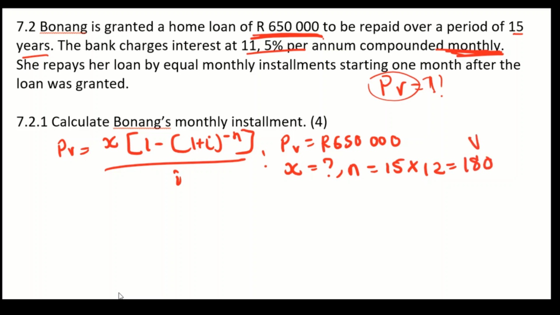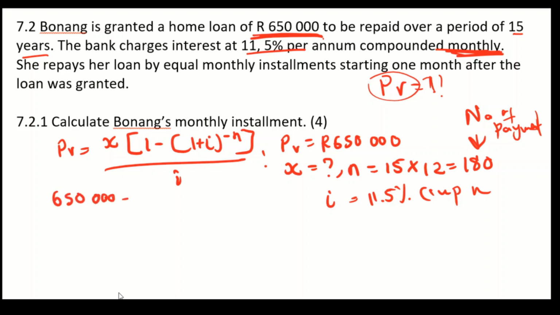So these are the number of payments, right? And then our interest rate is given as 11.5% compounded monthly. So we're going to substitute all of this into this formula. So it's 650000 is equal to x into 1 minus 1 plus our interest rate of 11.5. So I'm just going to say 11.5 divided by 100.